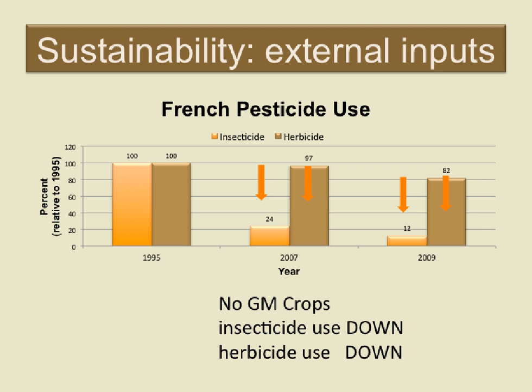By 2007, France had reduced chemical insecticide use to only 24% of its 1995 levels and was already reducing herbicide use instead of increasing herbicide use. By 2009, the last year the French government produced statistics, they were down to 12% of chemical insecticide use and down to 82% of their historical herbicide use.